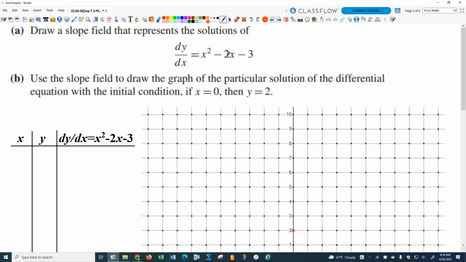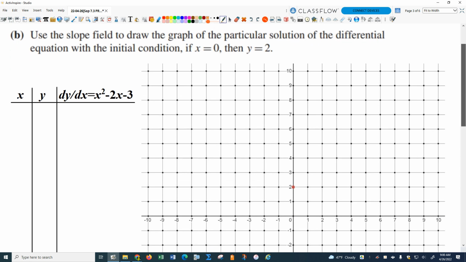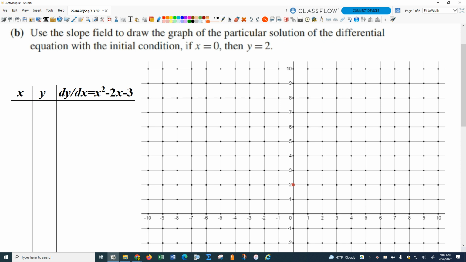So if I pick a value of x, if it's independent of y, the slopes for the points that align vertically are all going to be the same, right? Because there's no y that shows up in my derivative function. You get what I'm saying? So it doesn't matter what y is. It's not going to change the value of the slope, right? So all we'd have to do then is just pick some values of x, and that's sufficient.